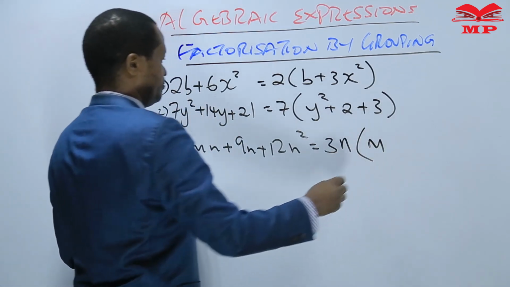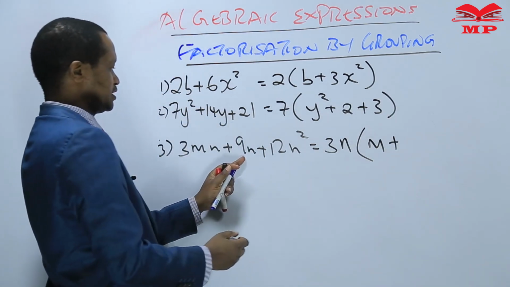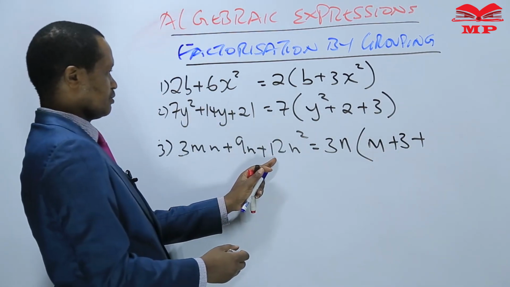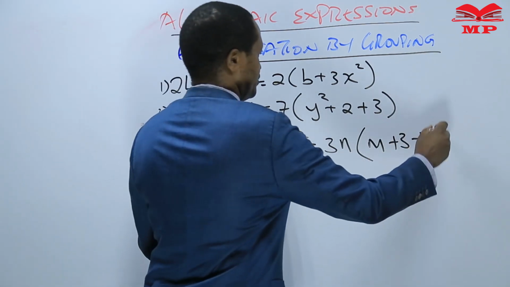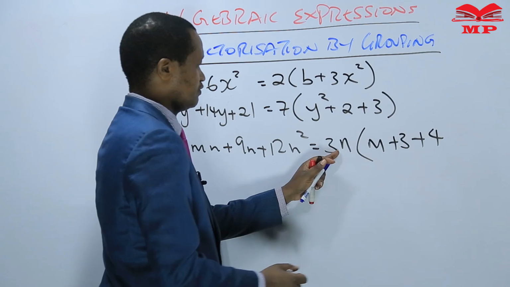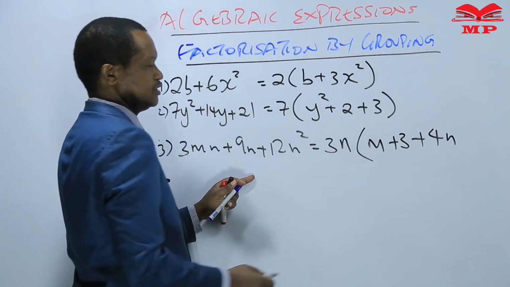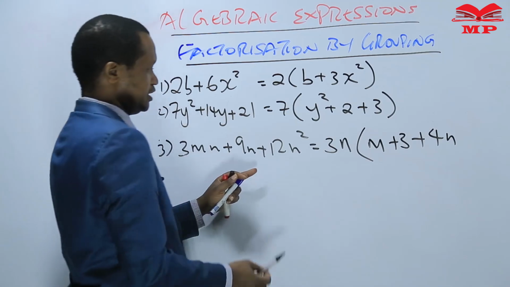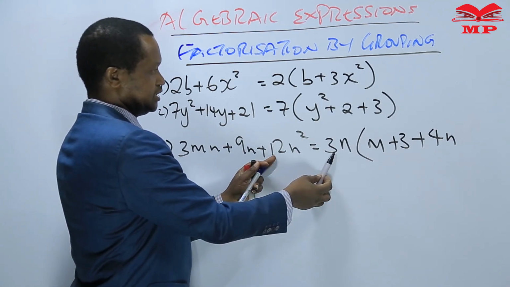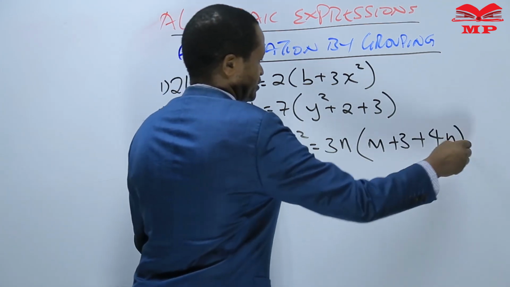3n into m plus 3 plus 4n. Okay, how did I get 4n? I divided 12n squared by 3n. That will be equal to 4n.